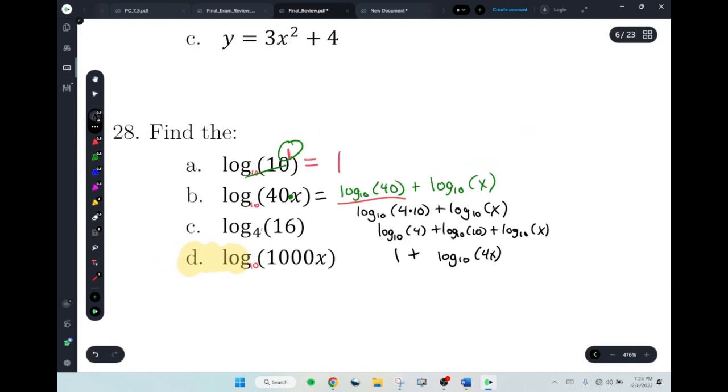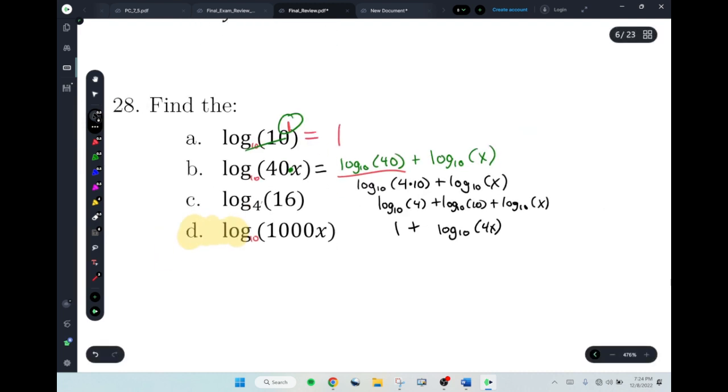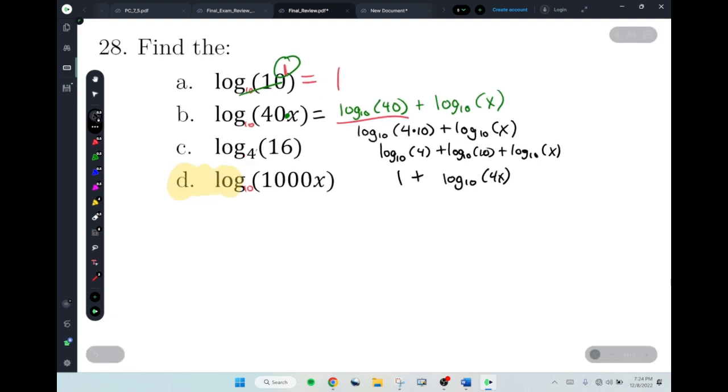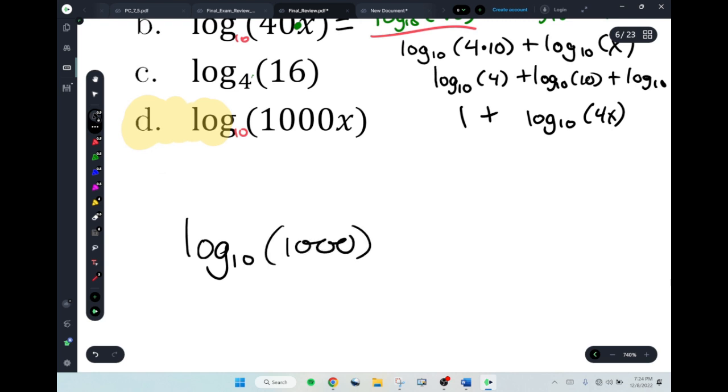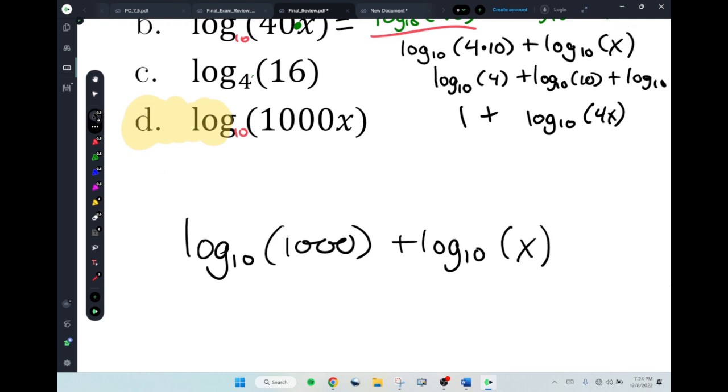What do the rules say? Oh, it didn't even say anything. It just says find D. Let's do D though. D is the most important one. What are we going to split apart here? Log 10 of 1,000 plus log 10 of x. And that's what's important to recognize right there. Something really cool happened on the left.